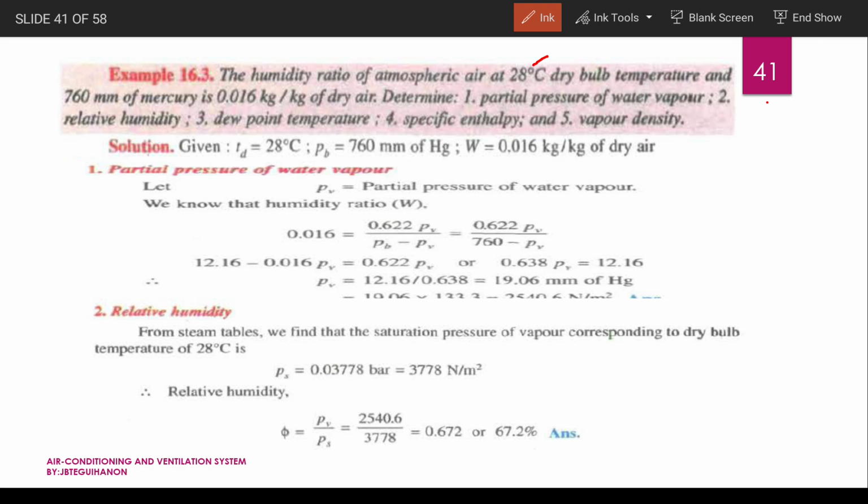So, siyempre, sulat mo yung given, dry bulb, PV, at saka yung humidity ratio. Humidity ratio or specific humidity, or we call it sometimes as moisture content. So, hanapin mo kagad yung partial pressure of water vapor. How? Yung PV.